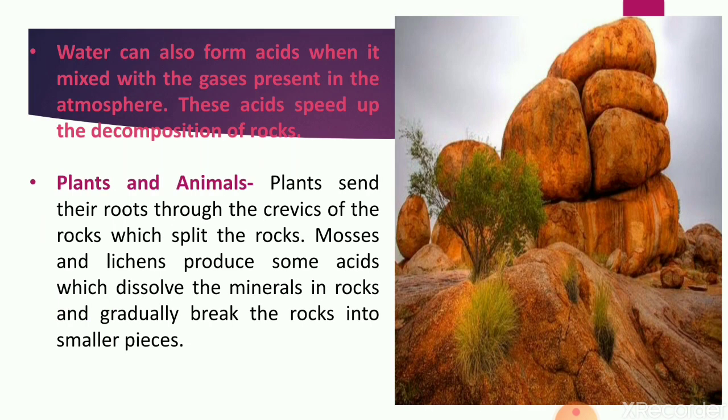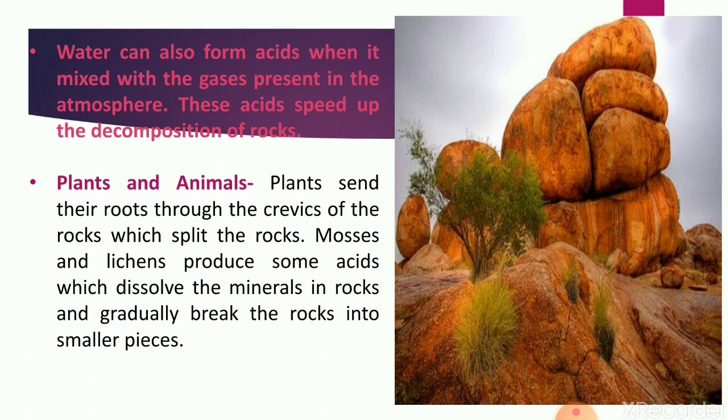Now next, plants and animals. So plants and animals sometimes act as an agent of physical weathering, as well as an agent of biological weathering also.